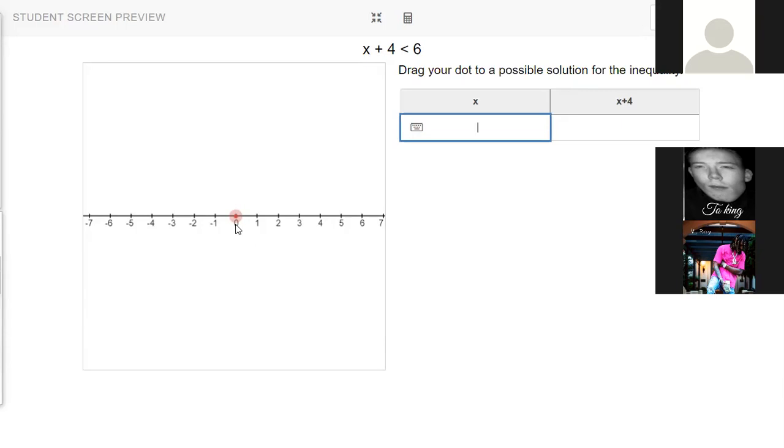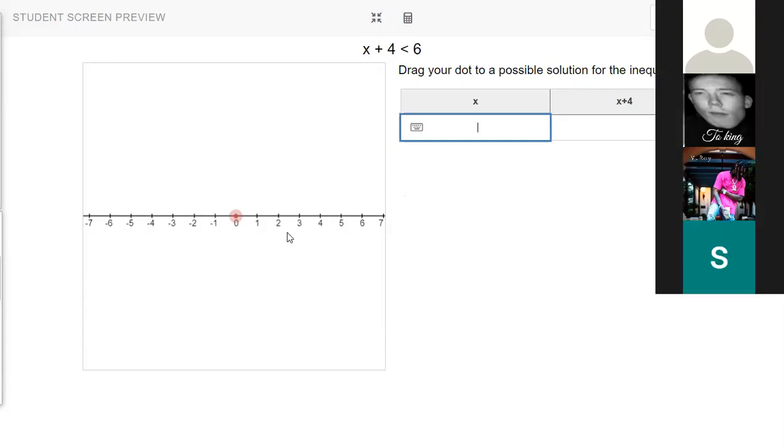So what's the point y'all have picked? What do you want to try first? What do you think, Ramaya? What's the point? What's an x value we can use? 0 will be an easy point. Okay, that's right. 0, because 0 plus 4 is less than 6. So this one's almost too easy.